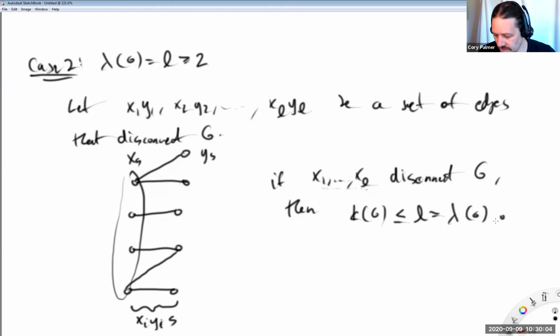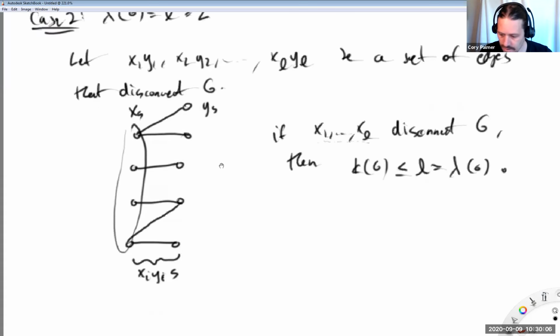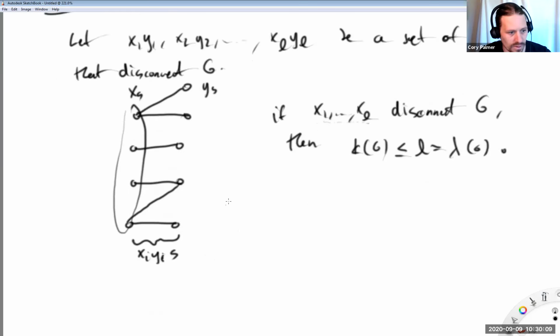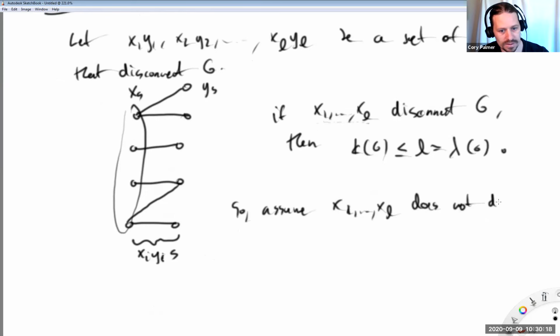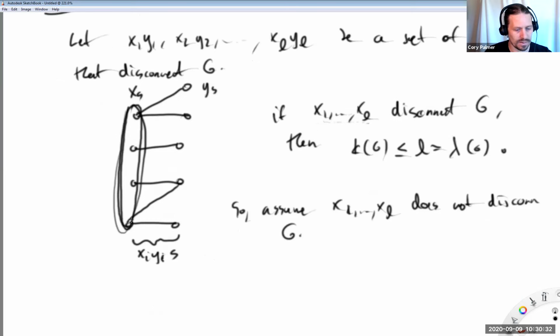So we have to assume this doesn't happen. So assume x1 up to xl does not disconnect G. So how could that happen? If removing these vertices doesn't disconnect the graph, then after I remove them, everything that's left over is still connected.